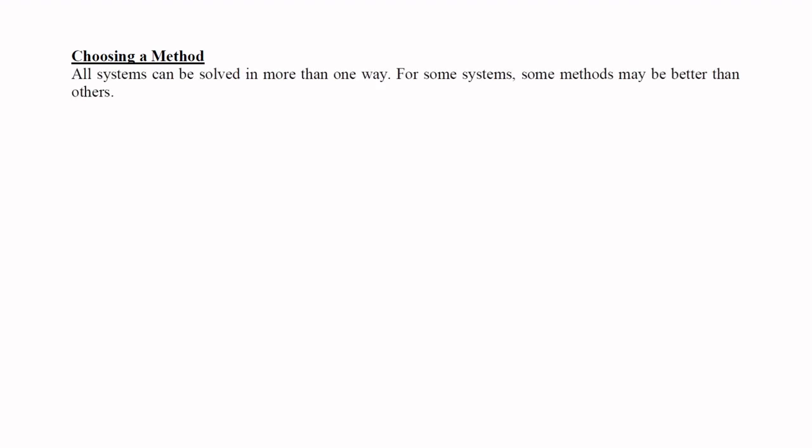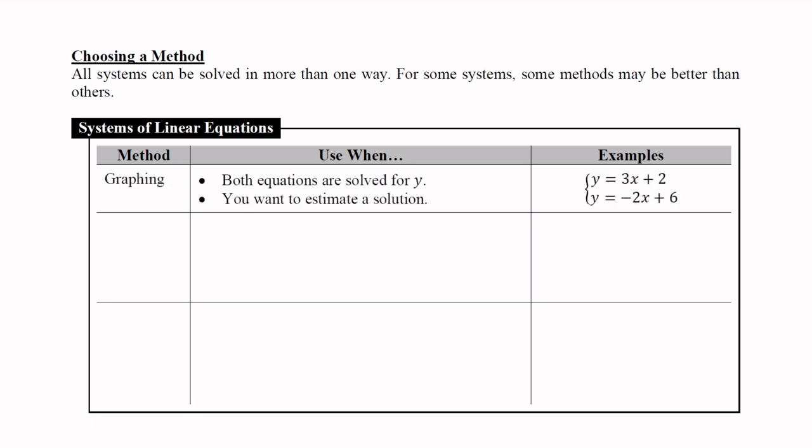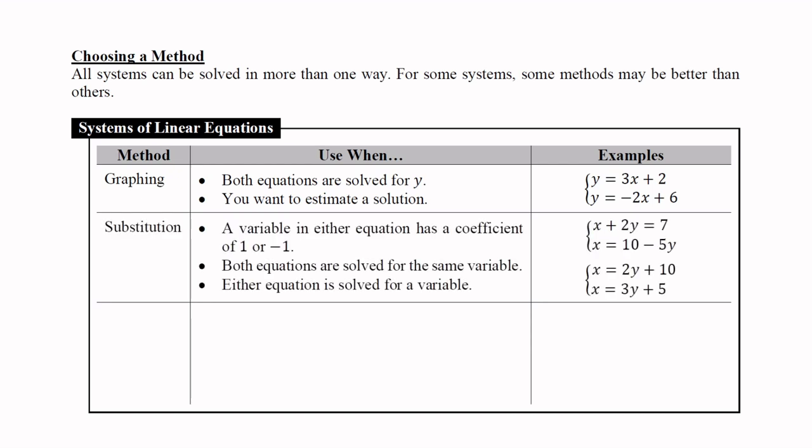All systems can be solved in more than one way. For some systems, some methods may be better than others. So let's break down the methods that we've talked about in this unit. You can use graphing if both equations are solved for y, and if you want to estimate a solution. Sometimes you'll get an exact solution because the two lines will cross at a nice clean set of integer values. But sometimes that doesn't happen. If that's the case, then you need to move on to a method like substitution.